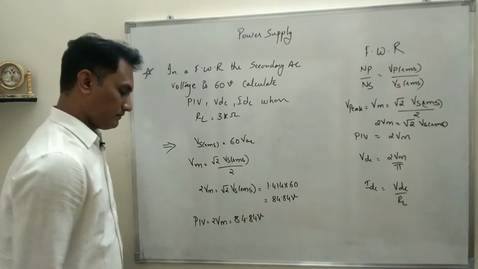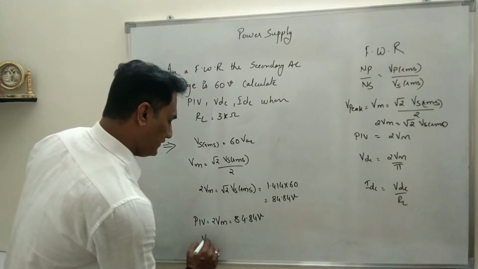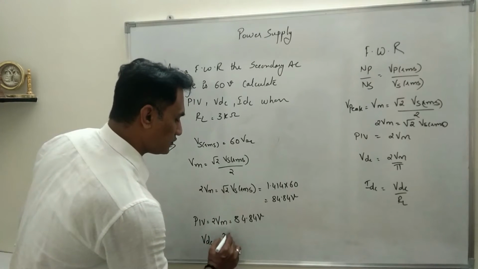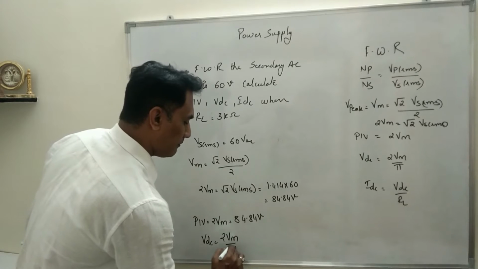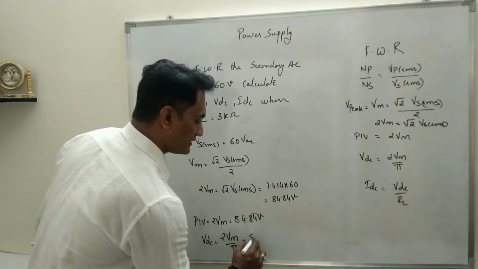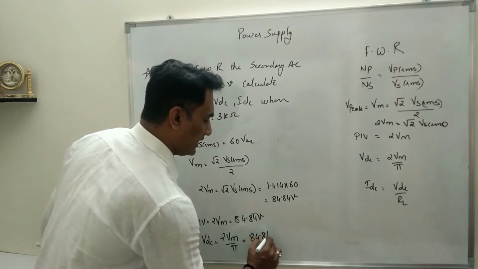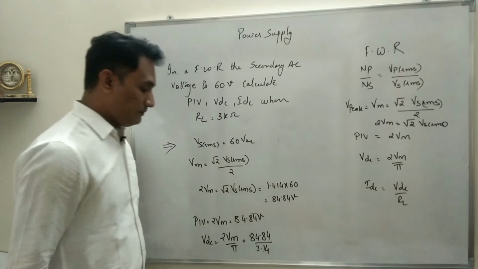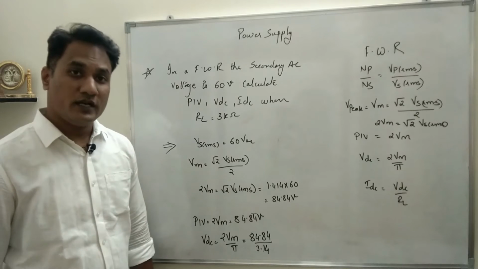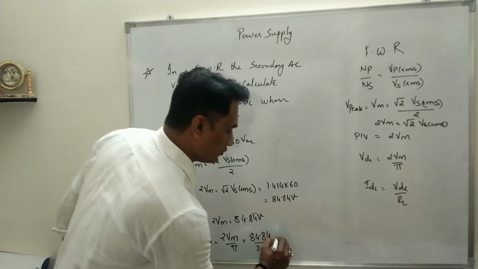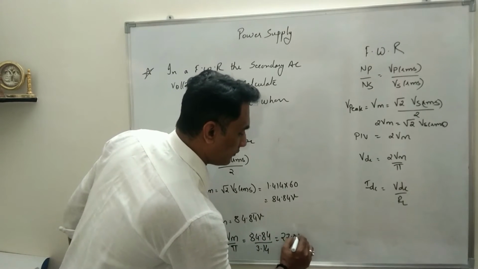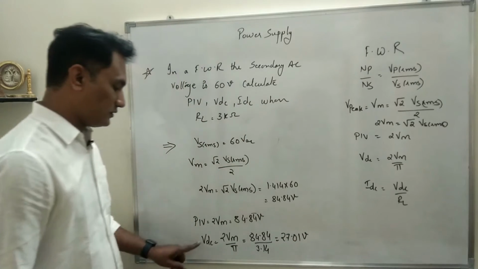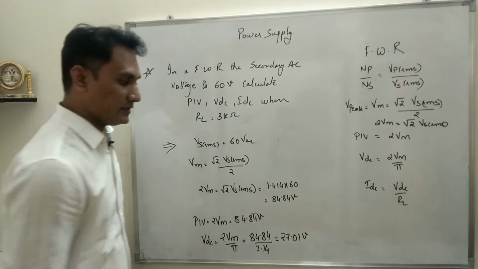84.84 volts. And then VDC, what is VDC? VDC is 2 Vm by pi. What is the value of 2 Vm? It is 84.84 divided by 3.14, and when you calculate this value, the value comes out to be 27.01 volts. That will be the value of VDC.